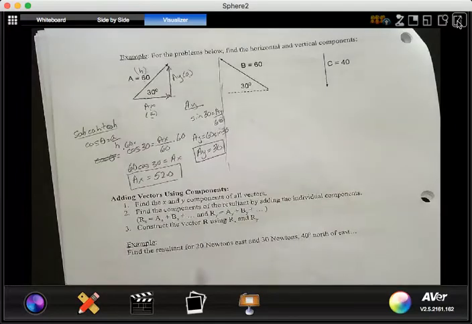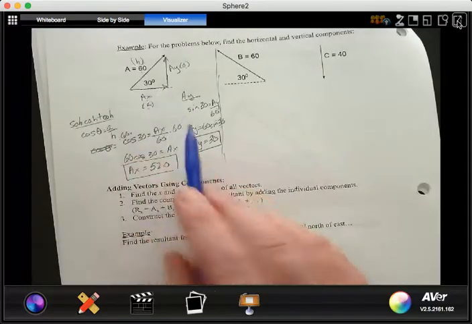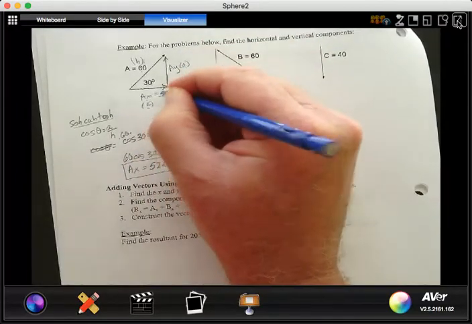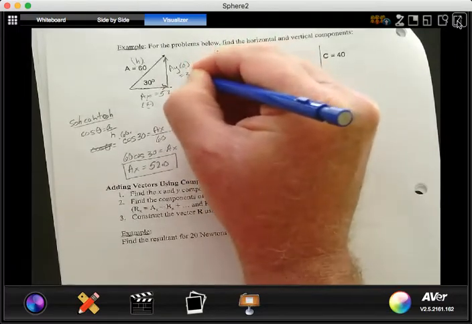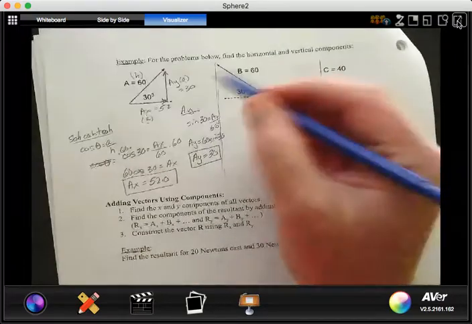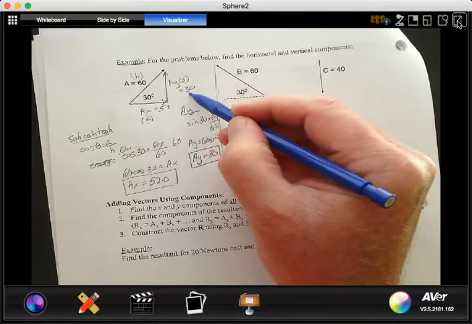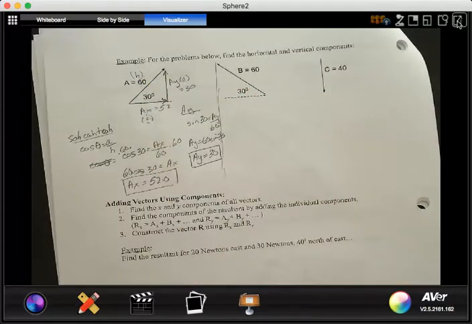So there are my two components. AX is 52. I can write them in here. And AY is 30. And if you wanted to check it, you could do 52 squared plus 30 squared. Square root of that is going to give you 60.